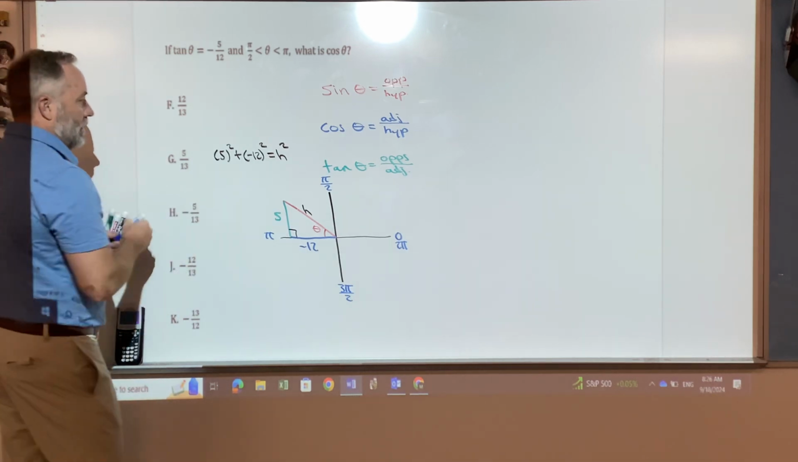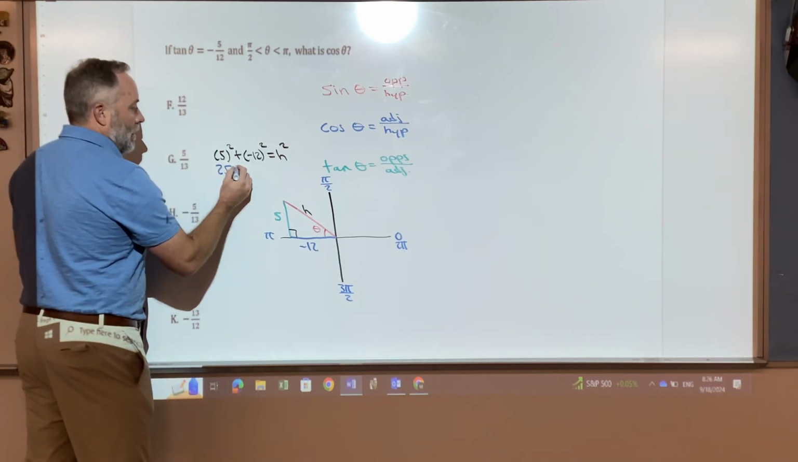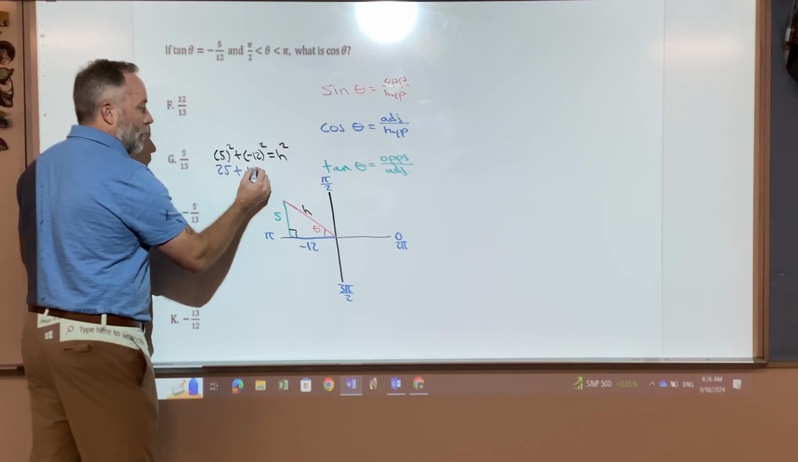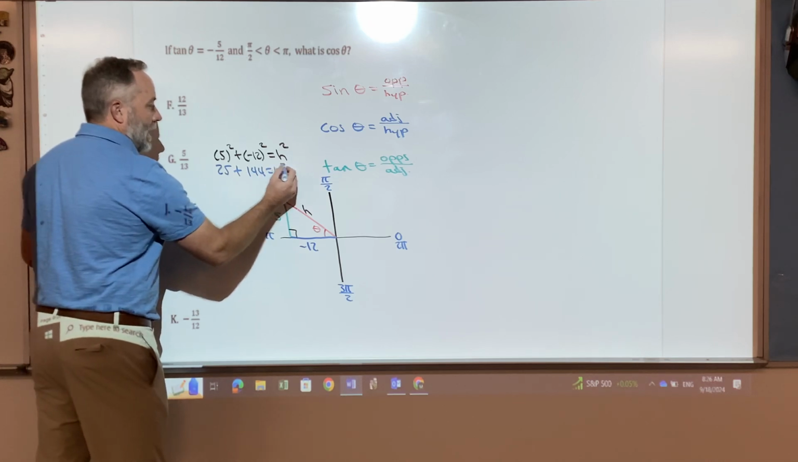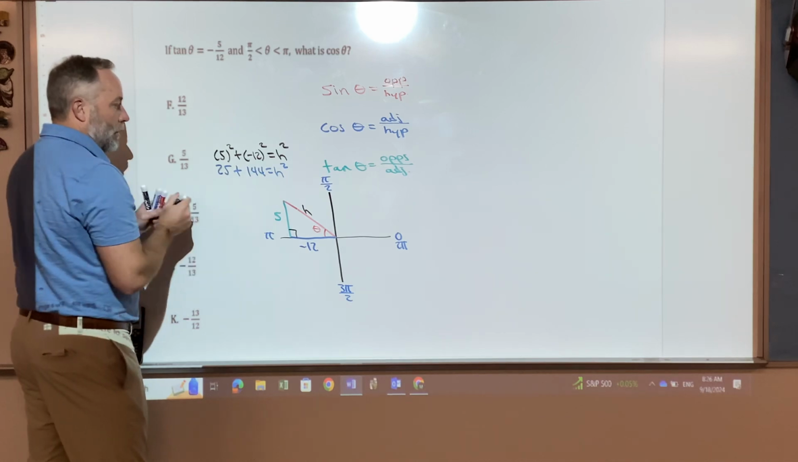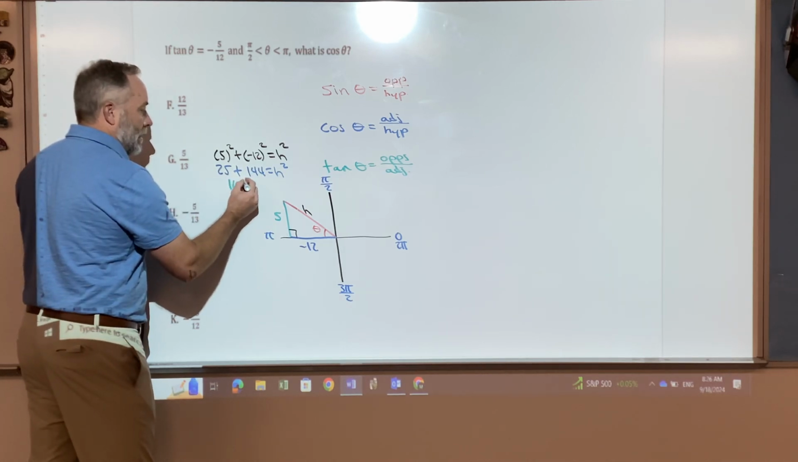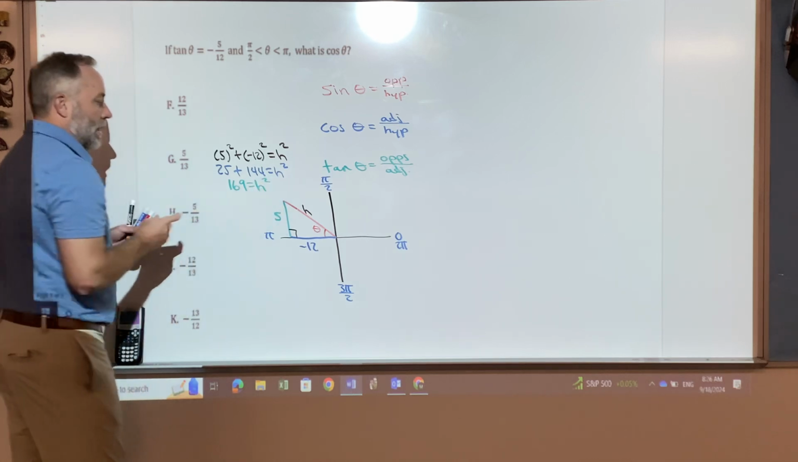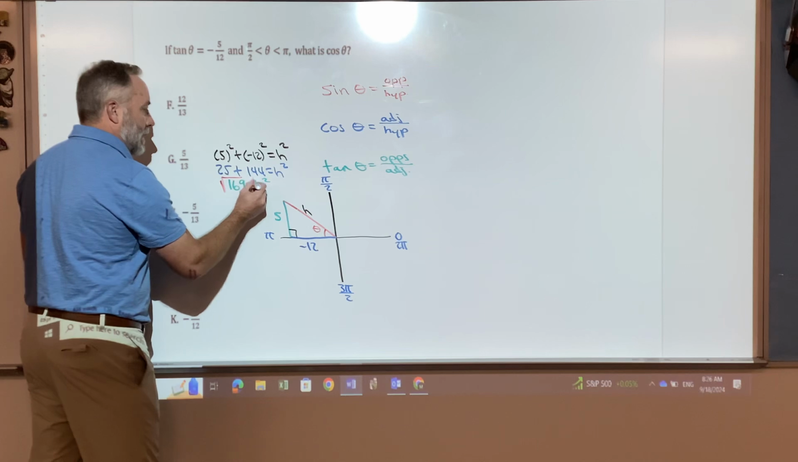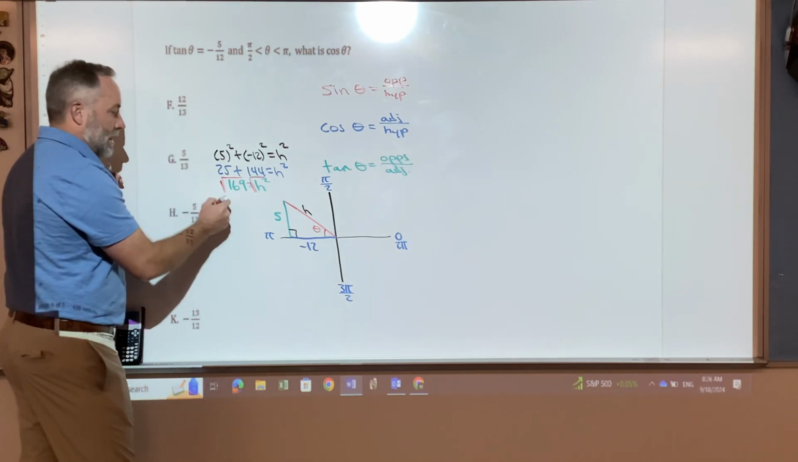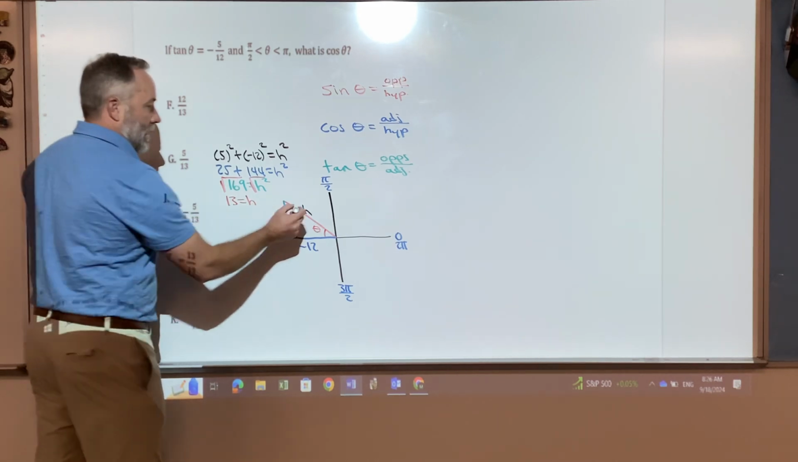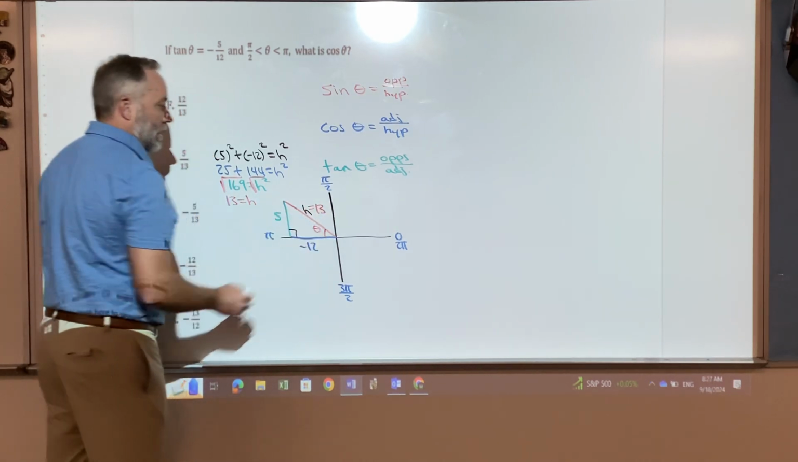All right, 5 squared is 25. -12 squared, a negative number squared is positive, so that's 144, is equal to h squared. 25 plus 144 is 169. That's equal to h squared. And then to get just the value for h, we have to take the square root of both sides. The square root of 169 is 13, and that gives us our value for h. So h right here is equal to 13.